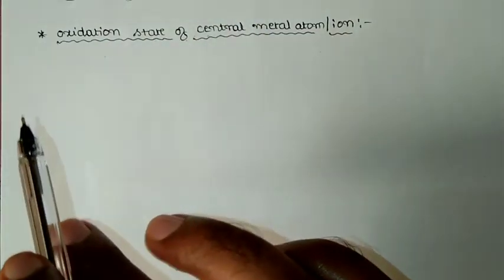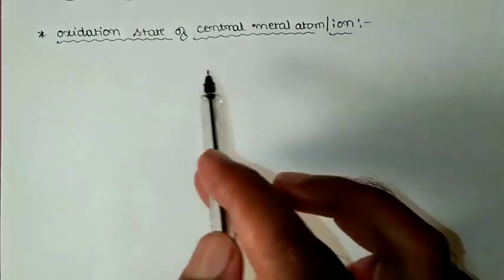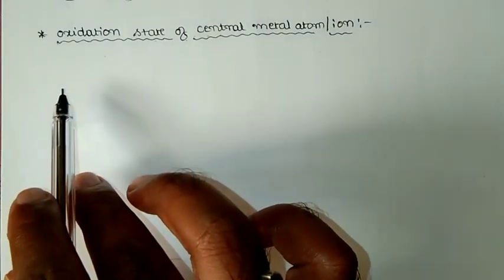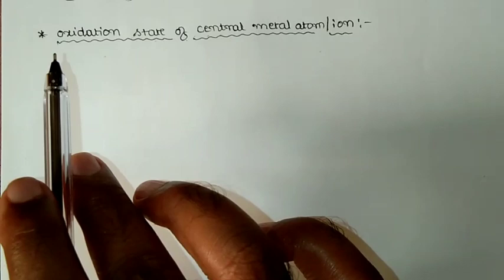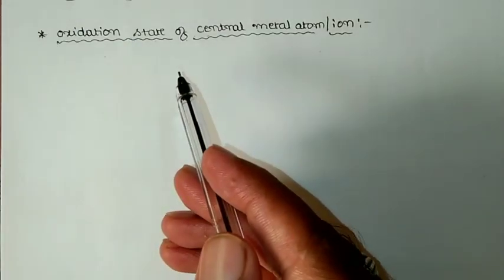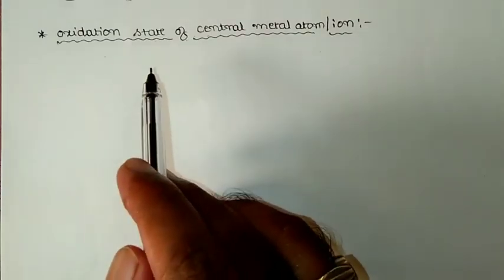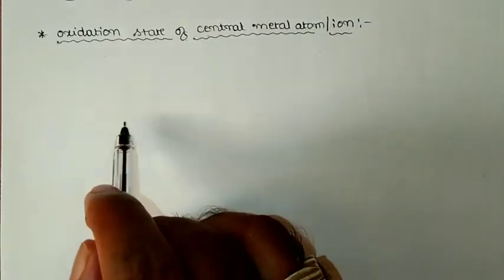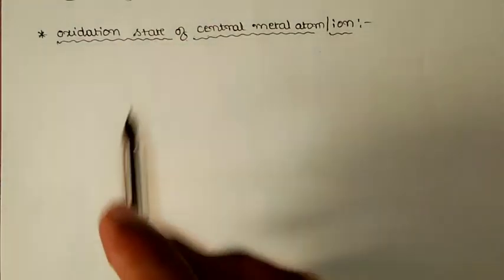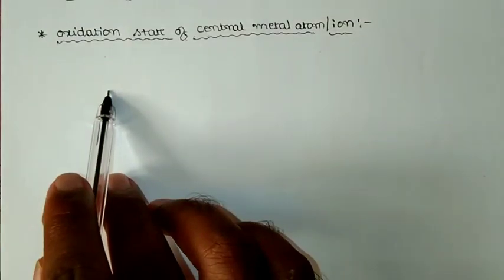If a complex ion is given, it is much easier to find the oxidation state of the central metal ion. Or else, if a complex salt is given, then we need to be aware of the charge or the oxidation state present on the ionic sphere also. Now we shall consider a few examples for determining the oxidation state of the central metal atom.